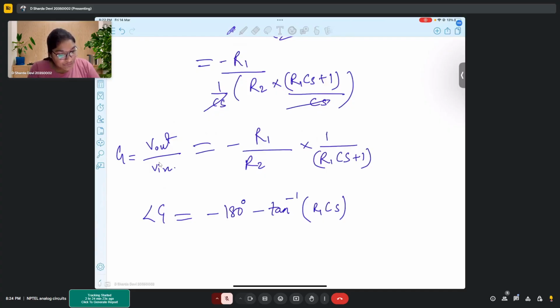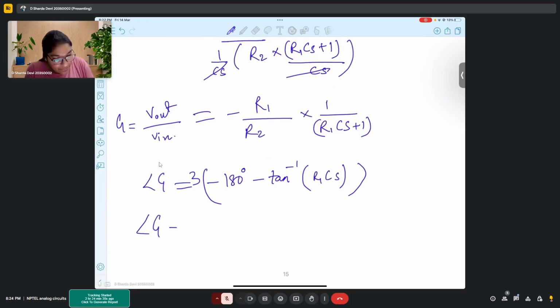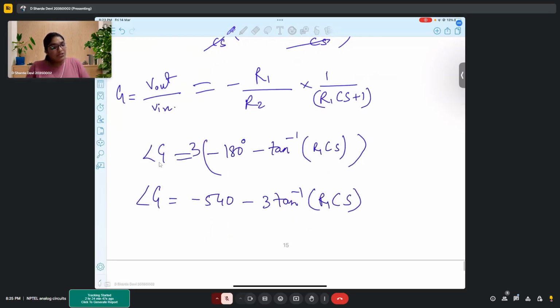So if this is the phase of one stage, and there are 3 stages, we have to multiply the whole thing with 3, correct? Yes. Minus 540 minus 3 tan inverse R1CS. Considering that R1C is equal in all three stages, this can go from 0 to 90, right? So based on that, the angle minima that we will get is minus 540.